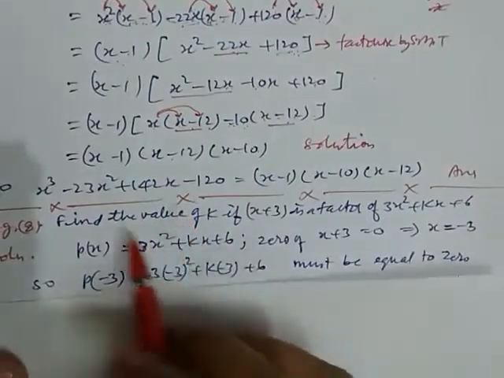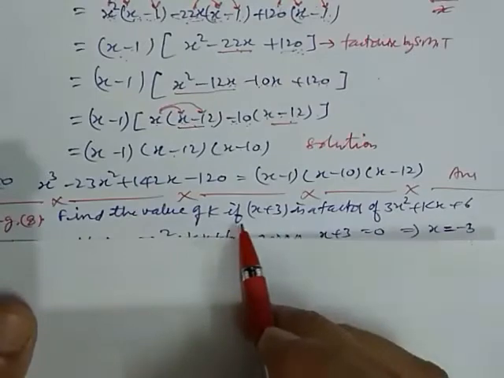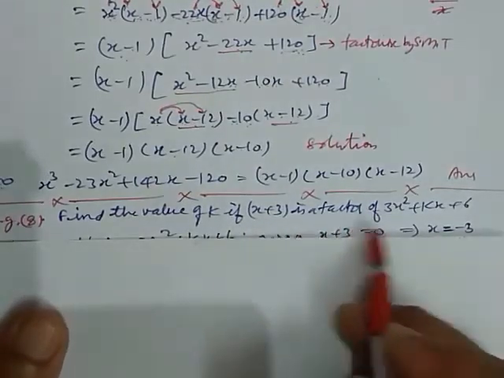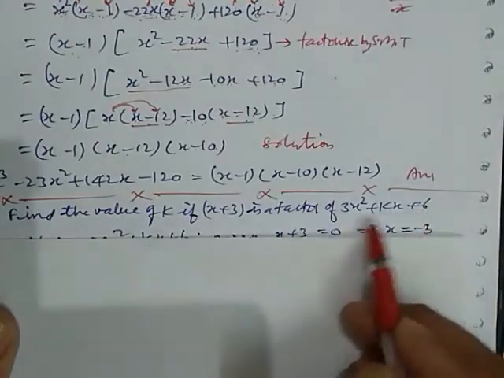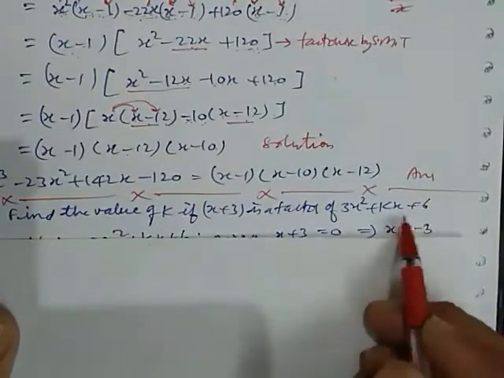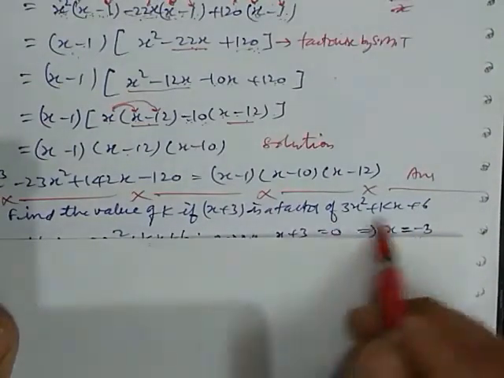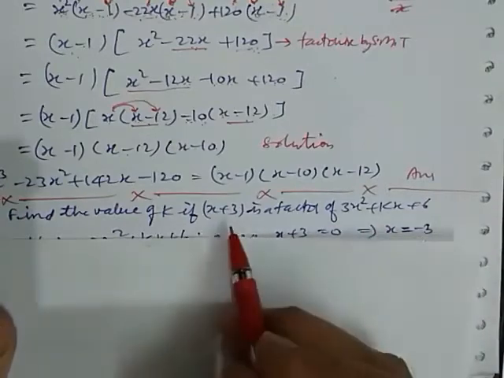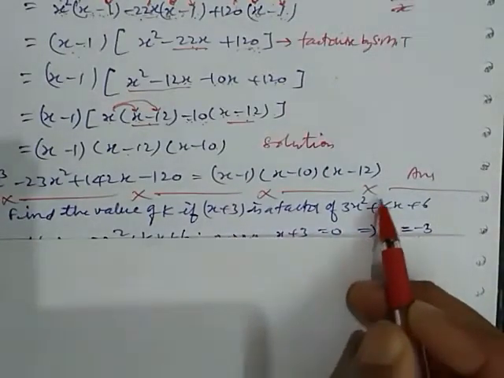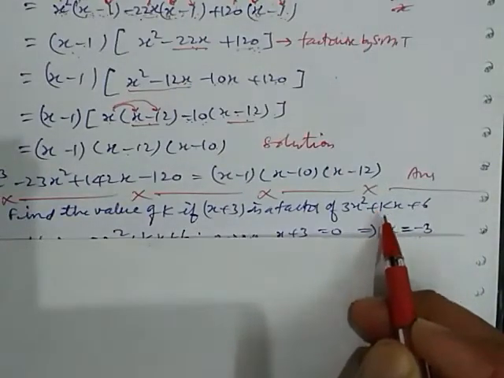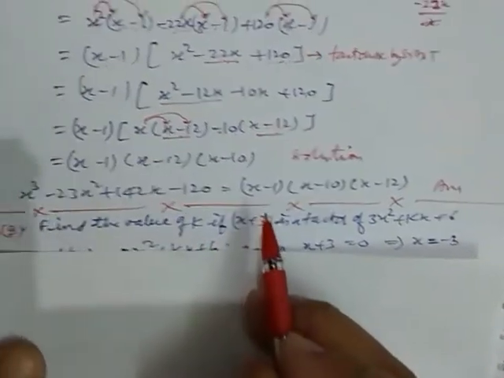Now we take one more example. Find the value of k if x plus 3 is a factor of this. This is a polynomial of degree 2, that is, a quadratic polynomial. So we have to split this term or use the factor method. Here we take the factor method, because it is easy; we do not know the value of k, so we cannot split this. So we use the factor theorem method.